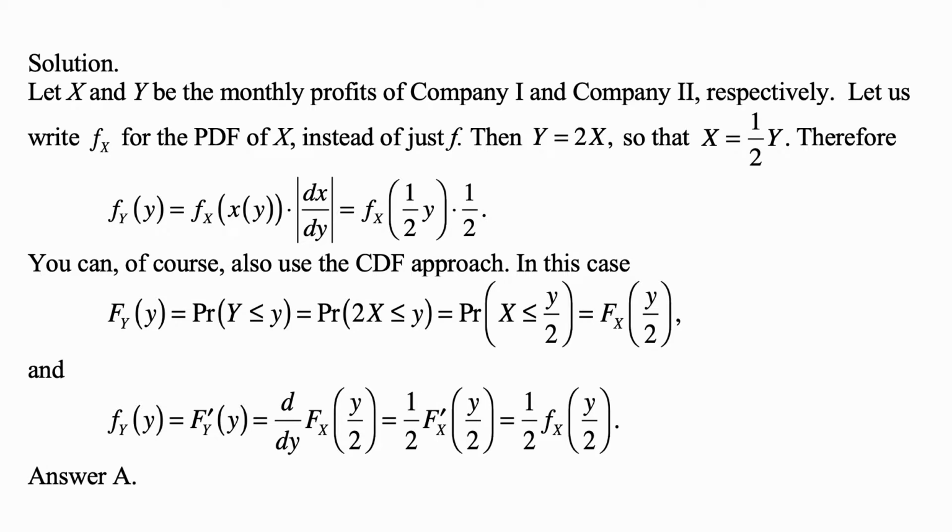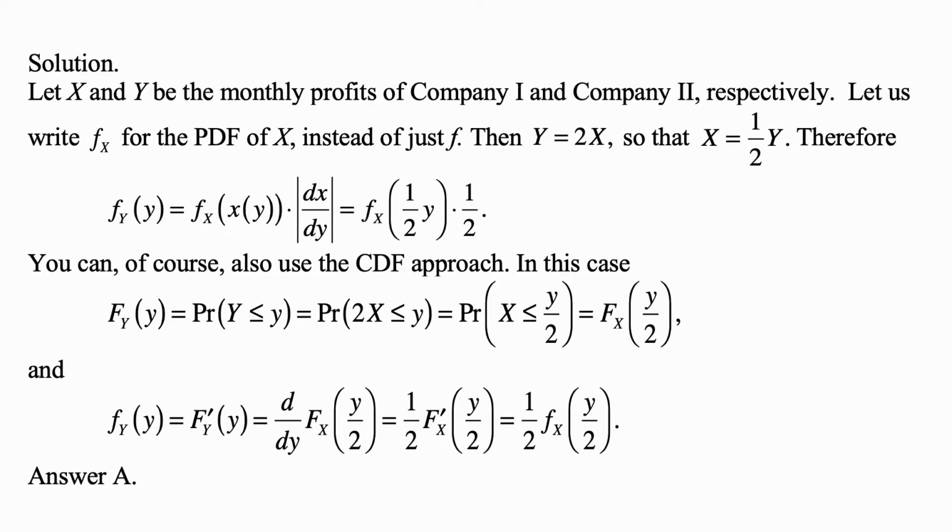And here's the solution. So let us write x and y for the monthly profits of company 1 and 2 respectively. Let us write f sub x for the PDF of x. Instead of just x, I prefer it this way. I always like indicating what random variable we're referring to. We are given that y is equal to 2x, and the inverse function is x equals 1/2 y.